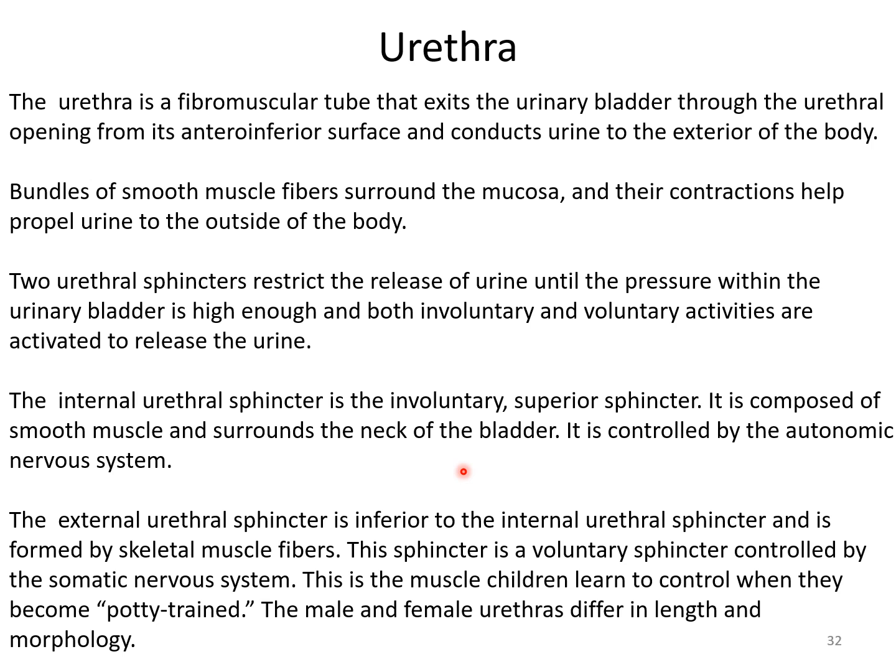So in the last slide, we showed you the internal urethral sphincter. That's the one that's higher up, towards the neck of the bladder. That one's involuntary. We don't consciously control that one. It's composed of smooth muscle, and it surrounds the neck area of the bladder, and this one's regulated by the autonomic nervous system. Because the autonomic nervous system, we do not voluntarily control.